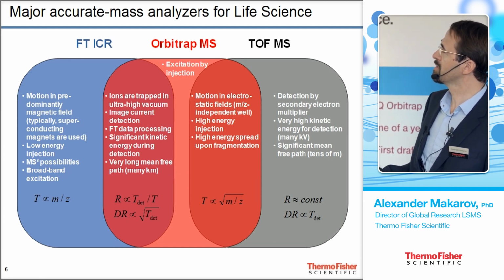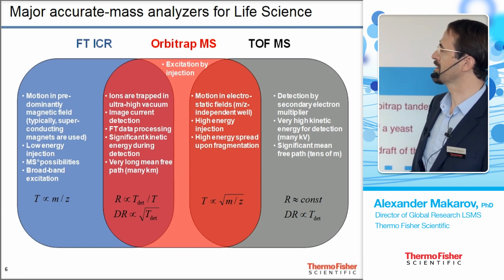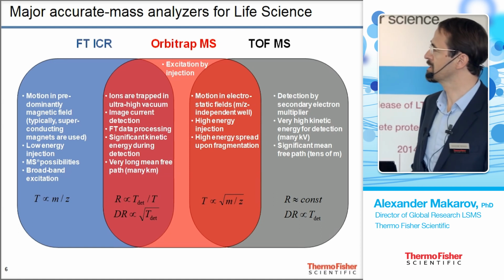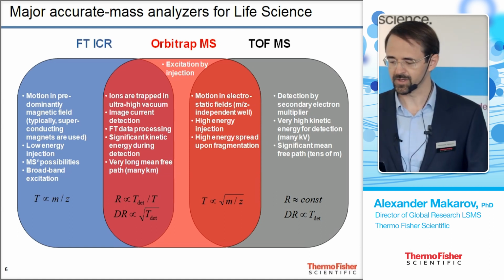And a unique feature of the Orbitrap analyzer, which distinguishes it from both, is that we excite oscillations just by injecting ions off the equator in the trap. And this we use for enhanced Fourier transform and other modern processing methods.